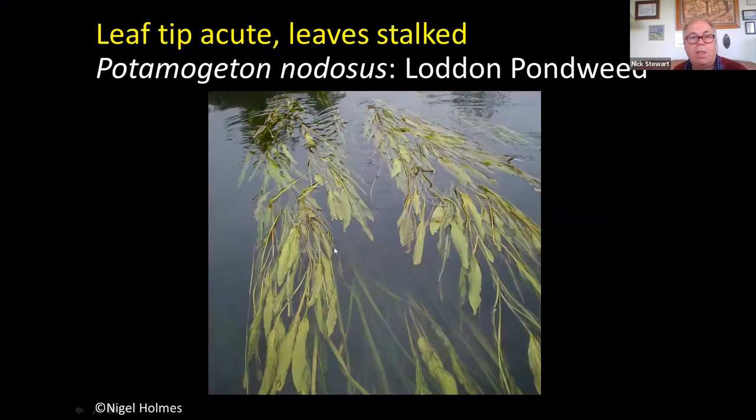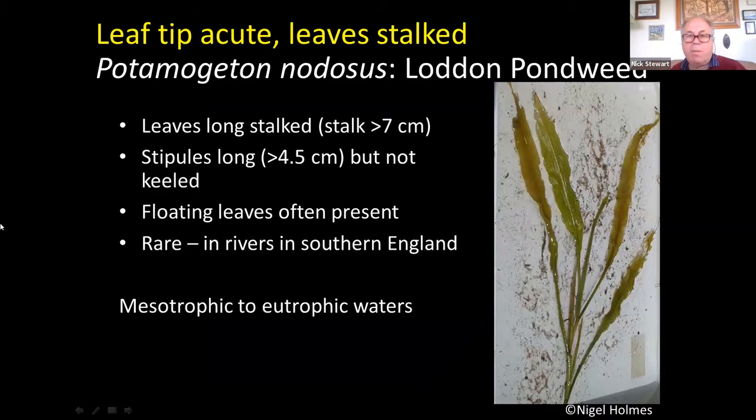The other one in this group, so with acute tipped leaves and stalks, is this rare species that occurs in a few rivers in southern England, Potamogeton nodosus, Loddon pondweed, named after one of the rivers that it grows in. It differs from lucens in having much longer stalks to the leaves, and the stipules are quite long. You can see them here, but they're not keeled in the same way that they are in Potamogeton lucens. It's not a great picture, but it's just the best that I have available.